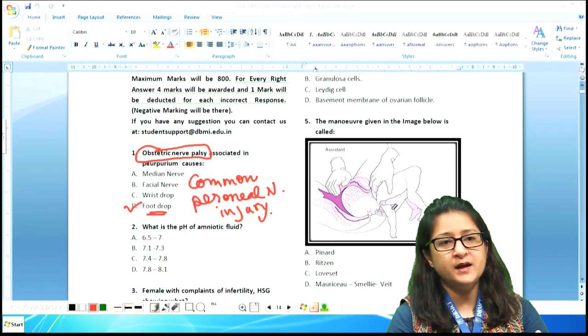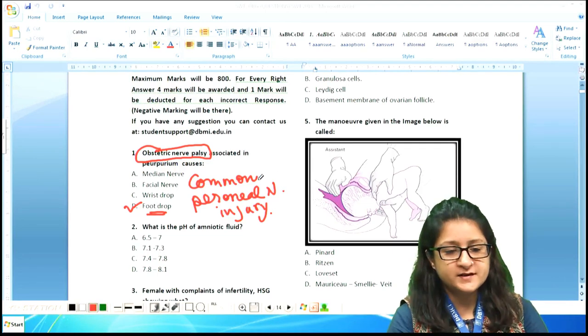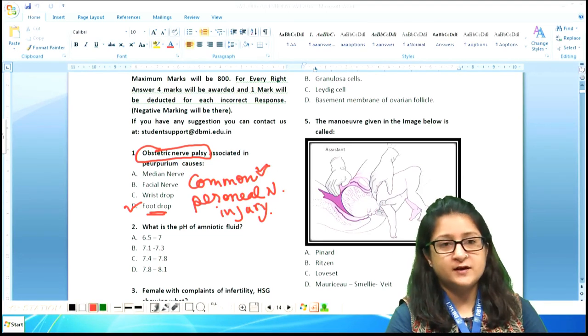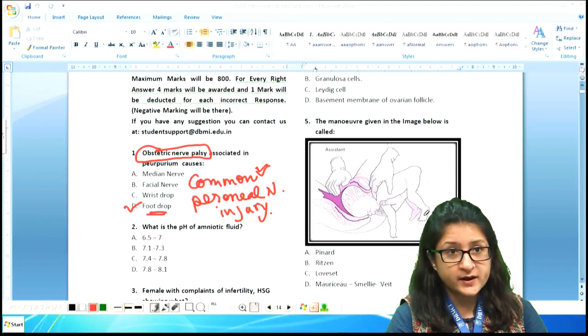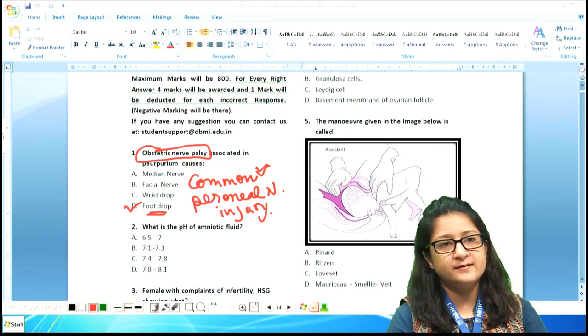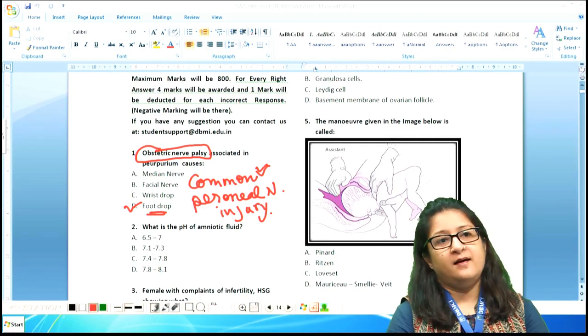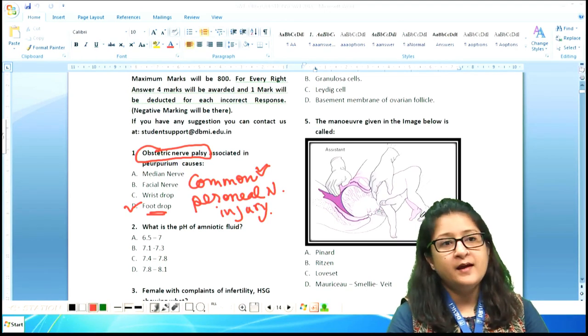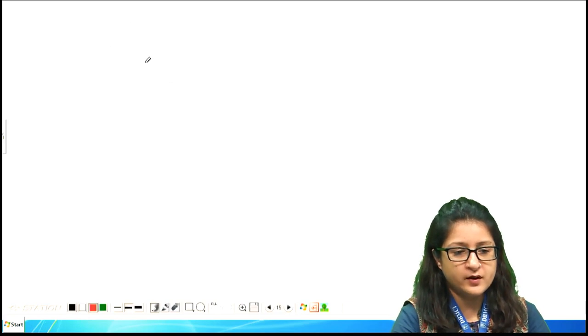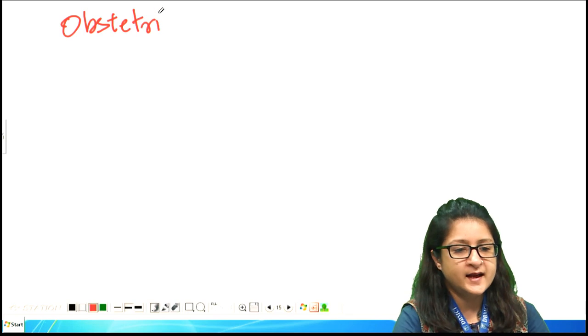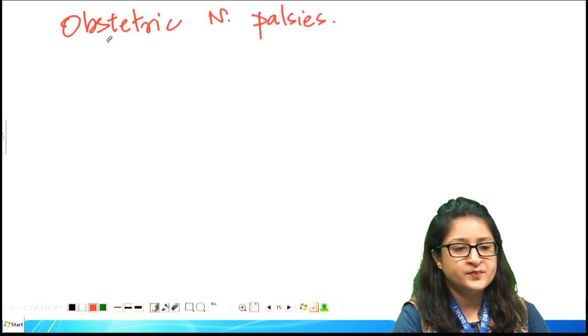Why? Because of the compression of the pelvic nerves. The part that gets compressed is the common peroneal nerve, and also the compression in the stirrups, compression during the positioning of the female in a way that the nerve is compressed below the thigh in stirrups. So let us just note some important points about the obstetric nerve palsies and which are the obstetric nerve palsies that we should remember.